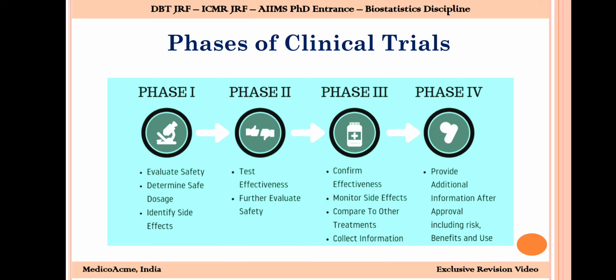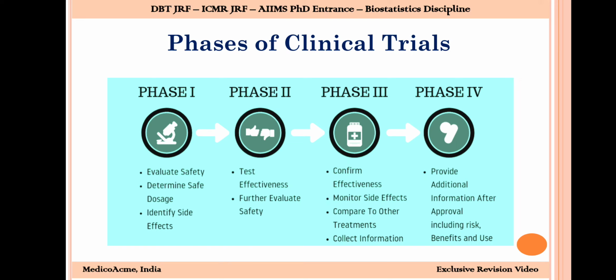In the phase 2 trial, we test effectiveness and further evaluate the safety. In the phase 3 trial, we confirm effectiveness. Here the main focus is effectiveness. First the weightage was on safety, and once safety was approved, they moved toward effectiveness, then monitor the side effects, compare to other treatments, and collect information. In the phase 3 trial they have determined the side effects, the effectiveness, and the safety level, and everything is decided by phase 3.